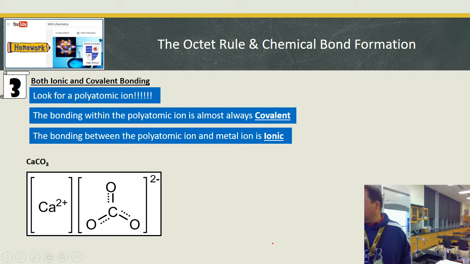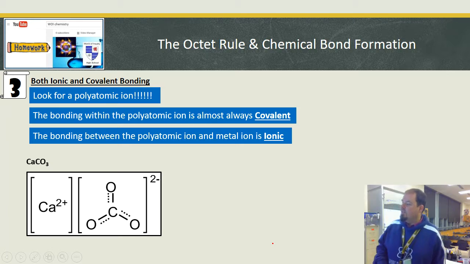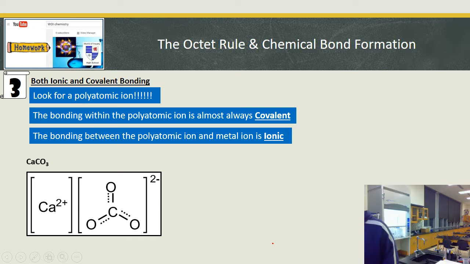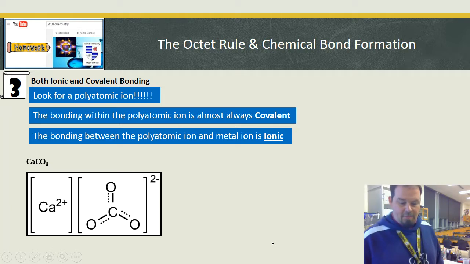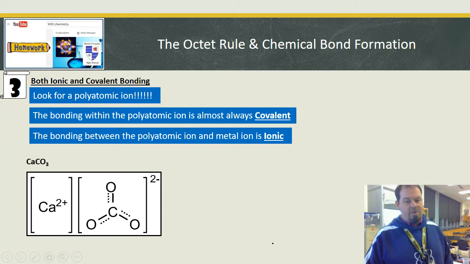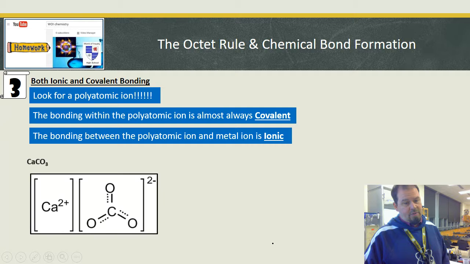Notice carbon, oxygen, oxygen, oxygen is CO3, which is carbonate, and then this is calcium carbonate. This is where the ionic bond is happening between these 2 guys, but this is all covalent bonding. So both are present when there is a polyatomic ion present. That's the trick. If you see when are both kinds of bonding present, it's when you see a polyatomic. So you're looking for a polyatomic ion in your answer choices.